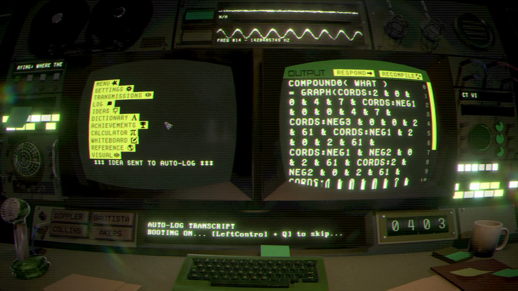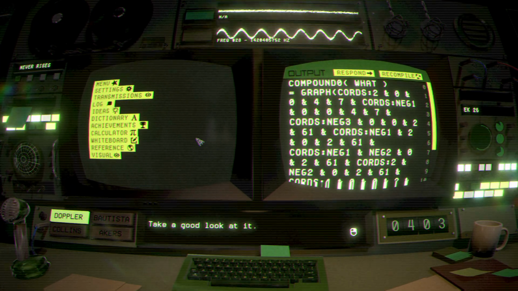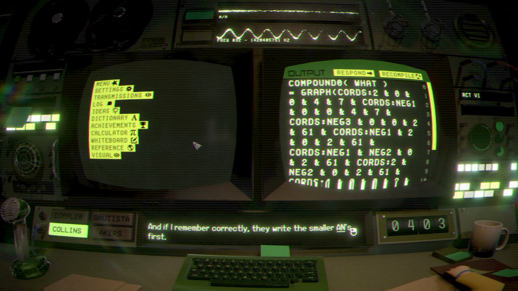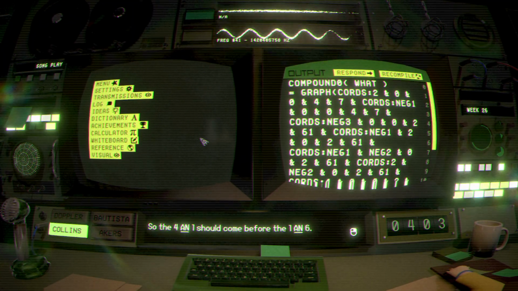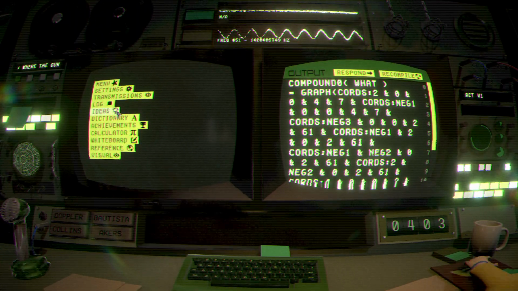What was their idea? Looks like a single molecule of methane. A good look at it is 4AN1 and 1AN6, and if I remember correctly, they write the smaller. Okay, so yeah, we just needed to put the smaller ones first. So 4AN1 should come before 1AN6. That's their system, then go for it.